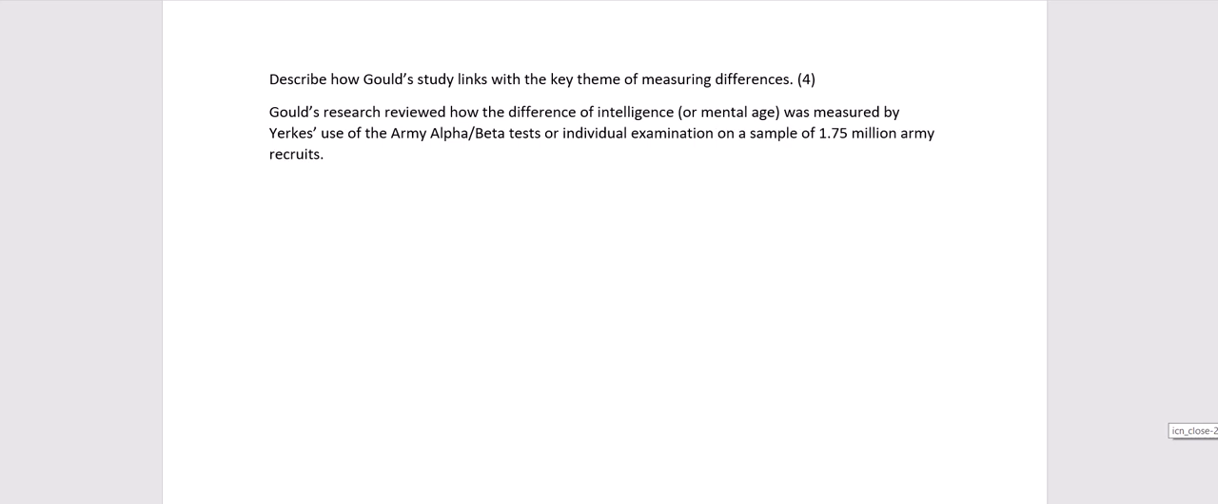And I've just added the who part there. So I'm on a sample of 1.75 million army recruits. So in order to do the who part, you either need to give the sample size of 1.75 million participants, or you could say something like army recruits or military personnel or something like that, but you cannot get away with just saying men or people. That's not enough. So you need to be specific and say 1.75 million army recruits really to get that mark.